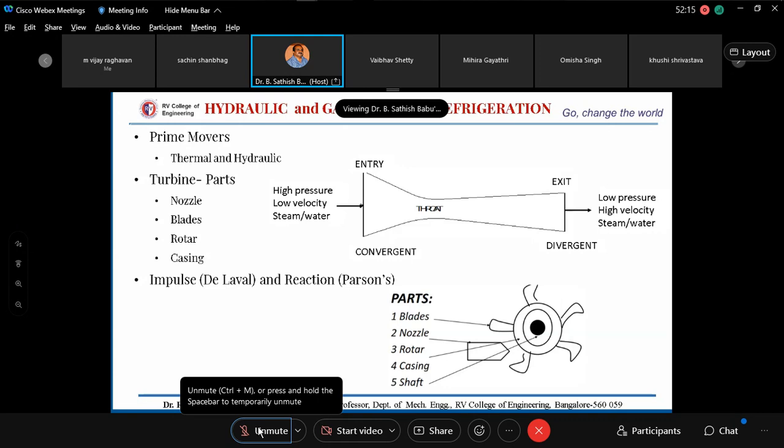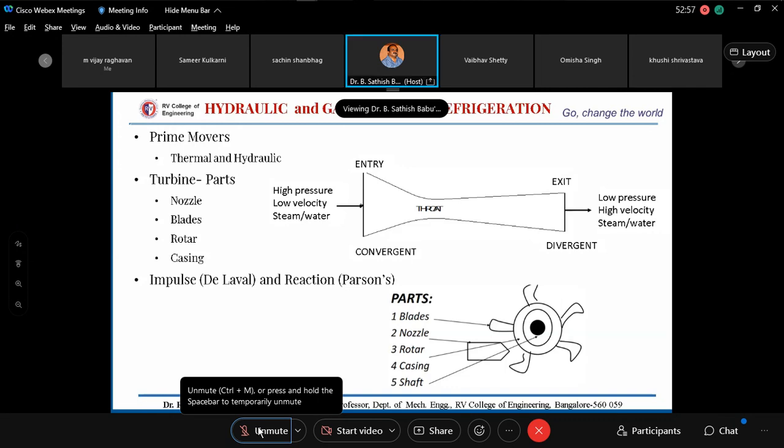Steam turbines. Okay, very nice. Next, anybody? Internal combustion engine. Very good. IC engines. Very nice. Next. Stirling engine. Okay. Next. Steam engine. Okay, very nice. Water wheel. Very good. Water wheel.